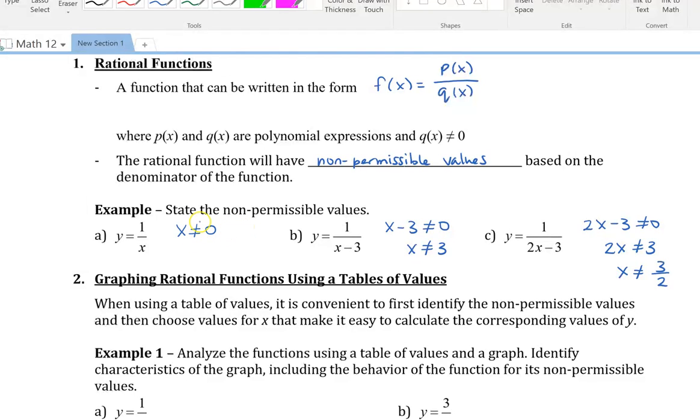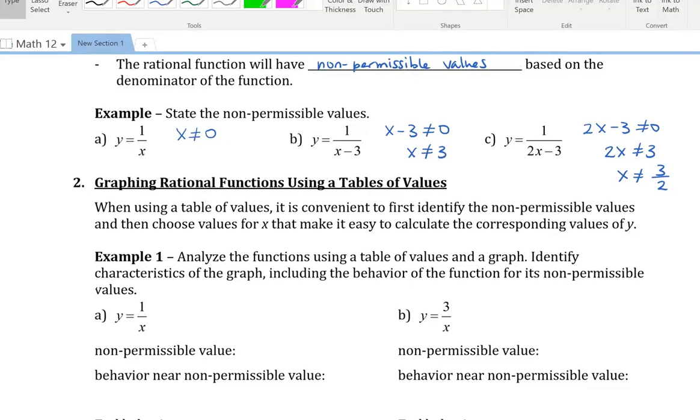So for example, here it says state the non-permissible values. If we read it out, we could say the non-permissible value is 0, is 3, and it is 3 over 2, as opposed to it is not. Now, we're going to graph rational functions using a table of values first, so we can look at some features, and then we'll go on to transformations.